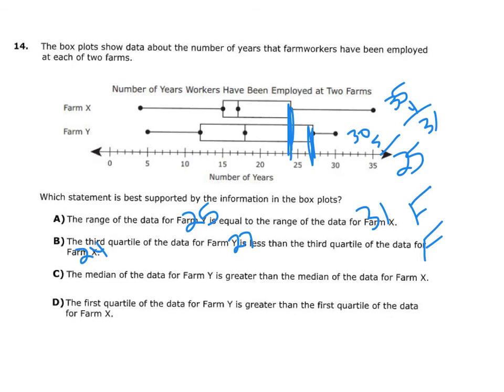So the median for farm Y is 18. The median for farm X is 17. So 18 is greater than 17, so that is true. And that's possibly your answer. So let's make sure by looking at letter D. The first quartile of the data for farm Y, that's 12, is greater than the first quartile of the data for farm X. So that's 15. So is 12 greater than 15? No, that's false. So yes, your answer is letter C.